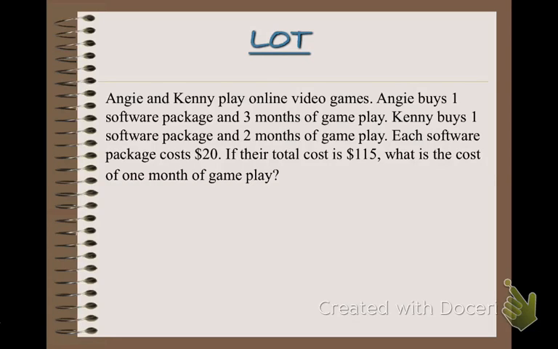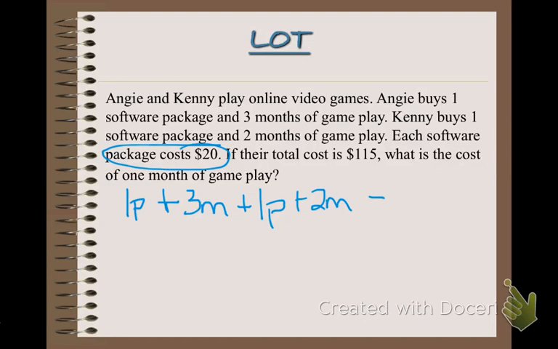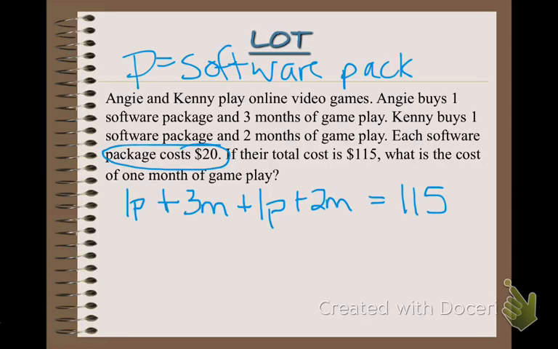Angie and Kenny play online video games. Angie buys one software package, so I'm going to go ahead and write 1P for one software package, plus 3 months, 3M of gameplay. Kenny buys one software package and 2 months of gameplay. Each software package costs $20 and the total is $115. So remember, P is for software package and M is for month. I'm looking for the cost of 1 month. I'm trying to find out what M equals.